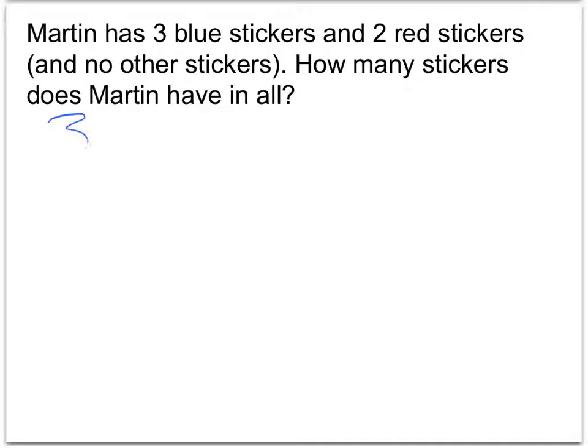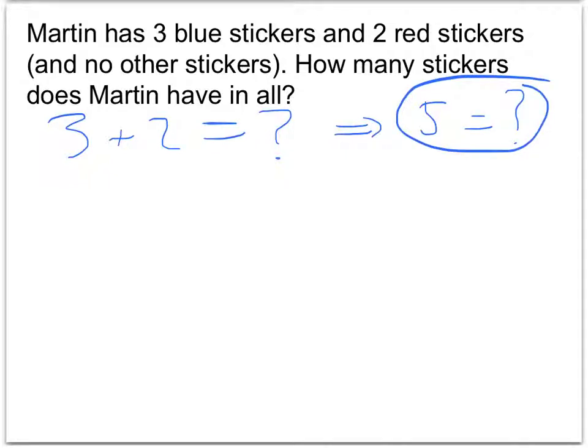So it says that we have 3 blue stickers, and then we're going to add the 2 red stickers, and we want to know, well, what's the total amount? So here's an equation that models this situation. The 3 blue stickers plus the 2 red stickers equals the total. And so now, of course, we can do this arithmetic. 3 plus 2 is 5, so 5 equals question mark. So there's our answer. We have 5 stickers.